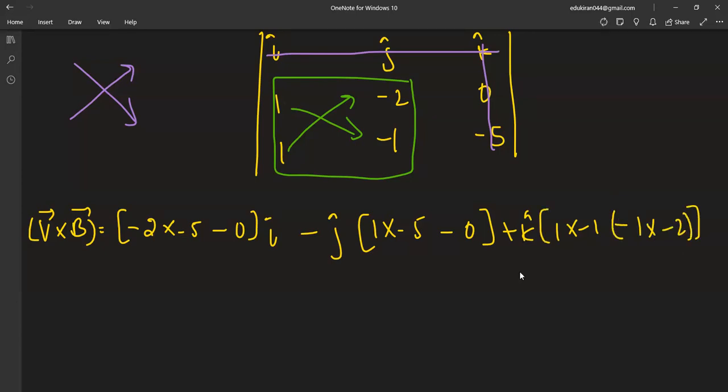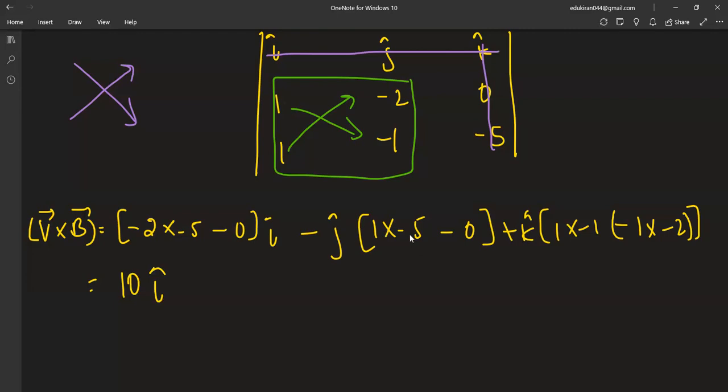So all these variables are set. Now we just have to find the solution to it. So this is minus 2 into minus 5. This is already 0. So that becomes 10, right? Minus 2 into minus 5 is plus 10 I cap. So this part has been solved.